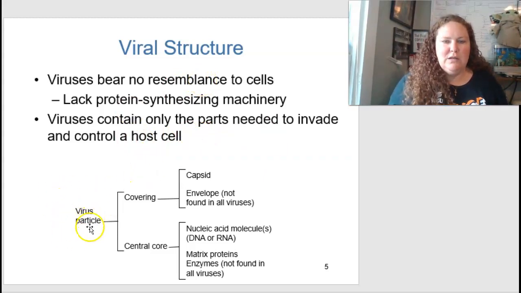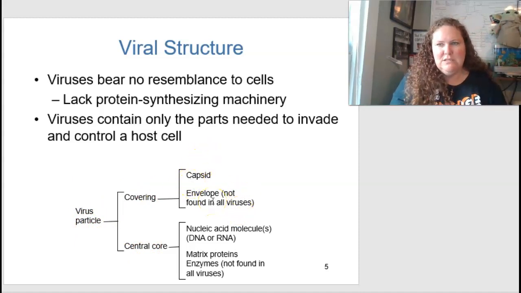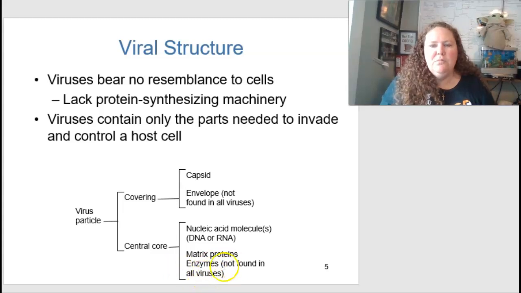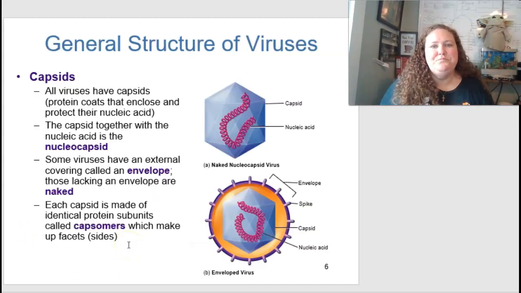So the virus particle has a covering and a central core. The covering is a capsid, and this is an envelope. And this envelope isn't found in all viruses, right? And then you also have your nucleic acid molecules, which is either DNA or RNA. Then you have your matrix proteins and enzymes, which are not found in all viruses. But again, you don't see any replication machinery here in the central core.